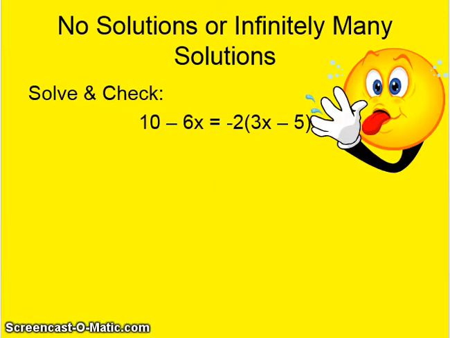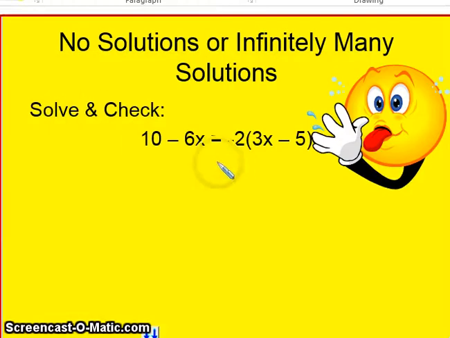Okay, so here we have an equation, an example. It needs to go in your book. We have 10 minus 6x equals negative 2 times (3x minus 5). Now notice we can use the distributive property here, so that's what I'm going to do first. I'm going to do negative 2 times 3x, which is negative 6x, minus negative 2 times 5, which is negative 10.